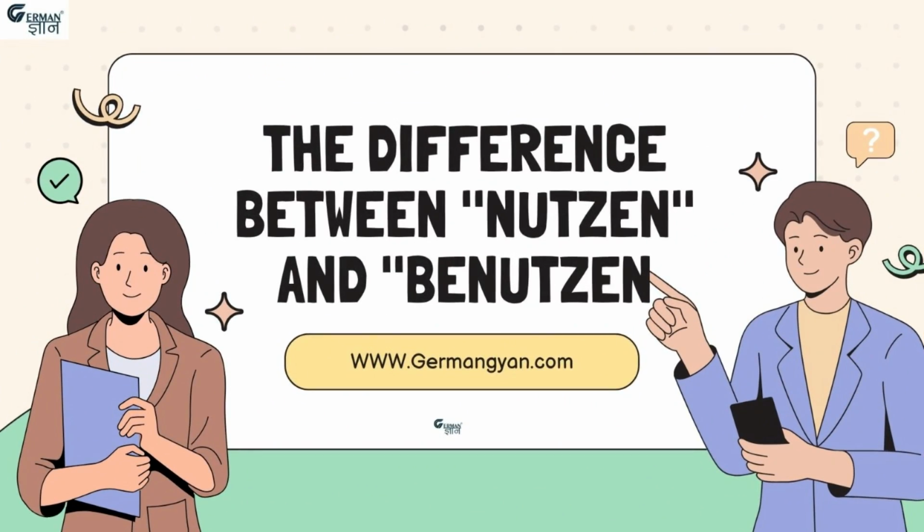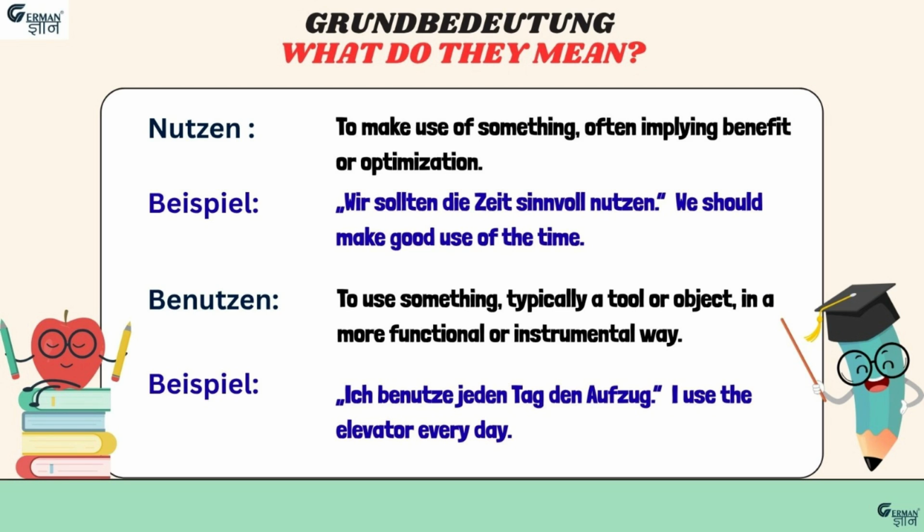Difference between Nutzen and Benutzen. The first difference is Grundbedeutung, meaning the basic meaning, what they mean. The first verb is Nutzen. Nutzen is used to make use of something. It often implies benefit or optimization. It means taking advantage of a situation or resource in a productive or strategic way. For example, wir sollten die Zeit sinnvoll nutzen means we should make good use of the time.